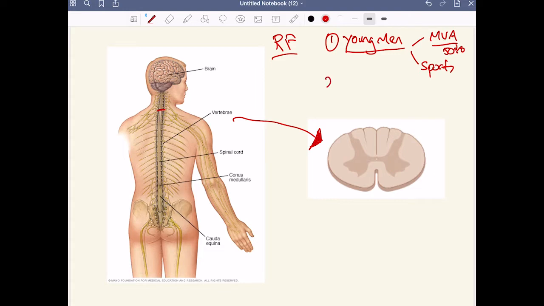The other cohort that is at high risk are the elderly. So how do the elderly get spinal cord injury? Well, it's usually through falls. So the falls cause damage to the spinal cord.